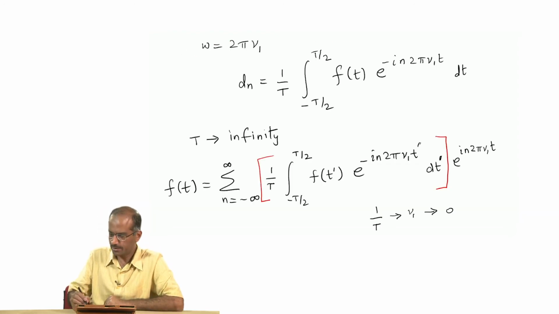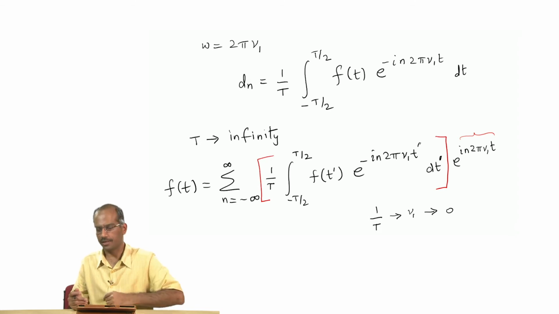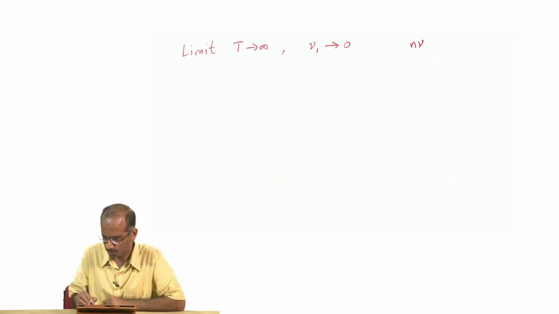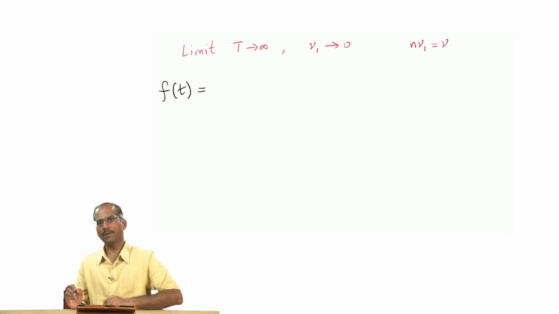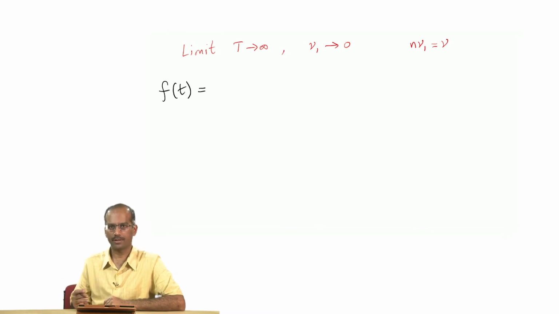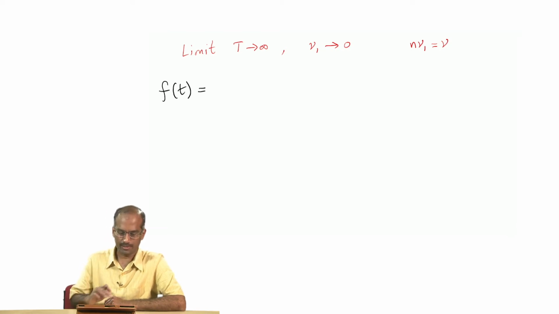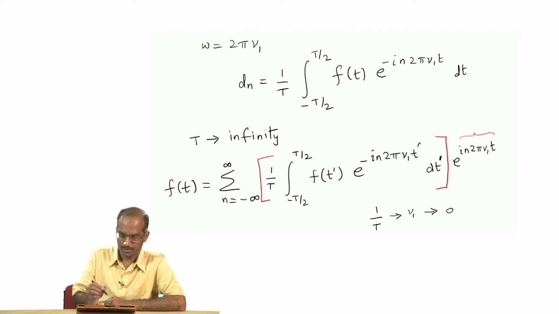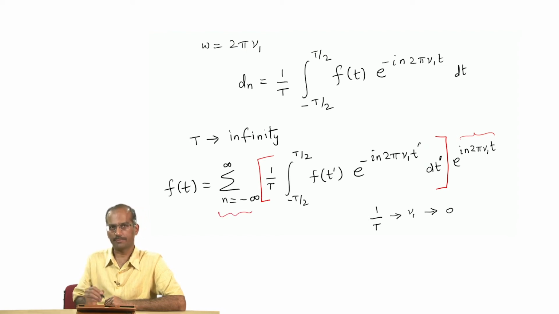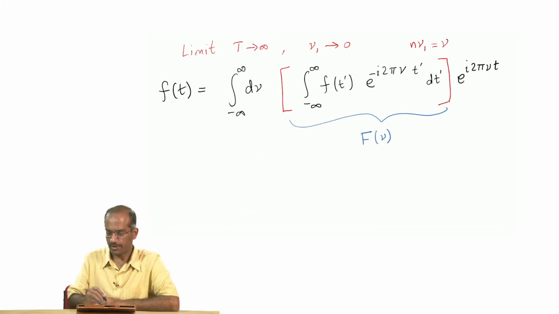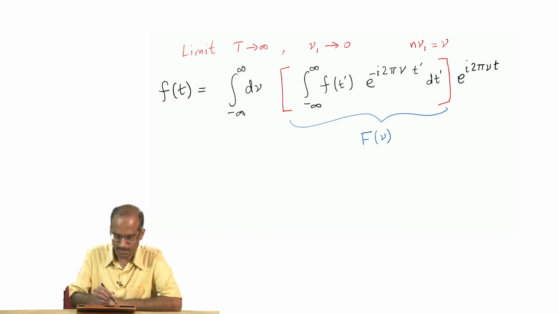We have this factor n nu 1 here in the exponent, n times nu 1. You can take n sufficiently large such that n nu 1 is a variable which I would like to call nu. Since I am replacing nu 1 by nu, now it becomes a continuous variable because n goes from minus infinity to plus infinity. So, in that case I can replace this infinite summation here by an integral over nu. The quantity inside the red brackets would be our F of nu. Let us separate it and write it out.